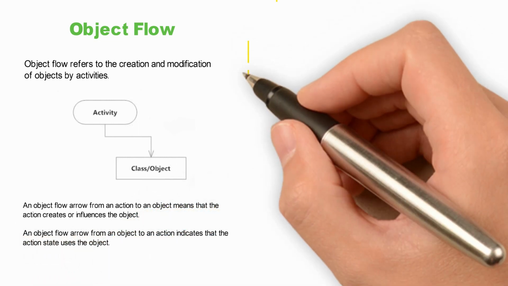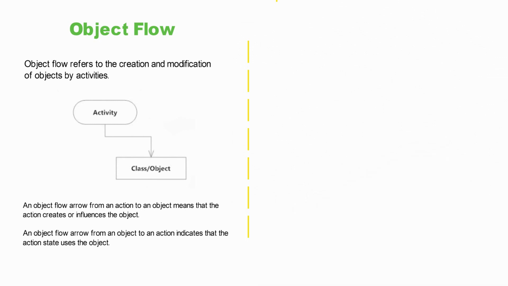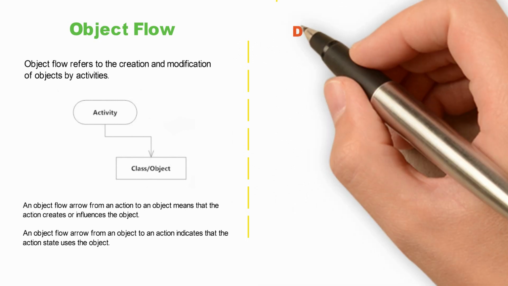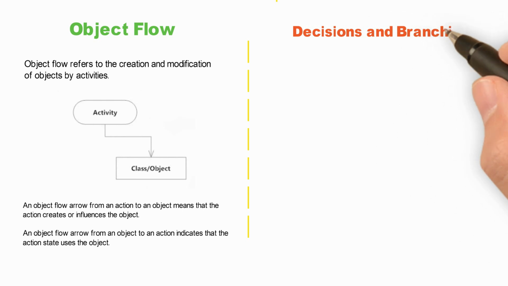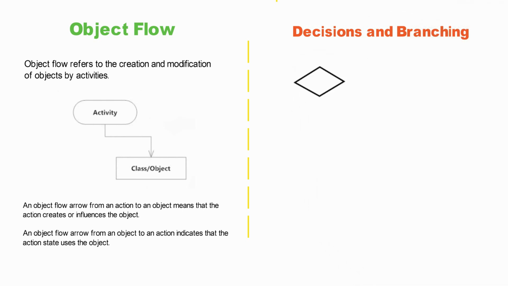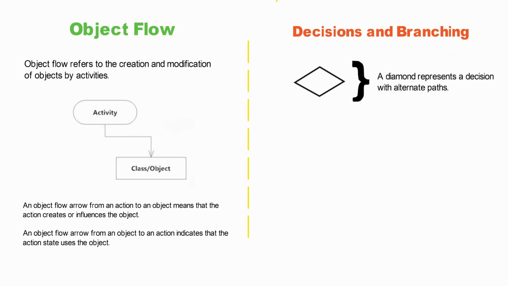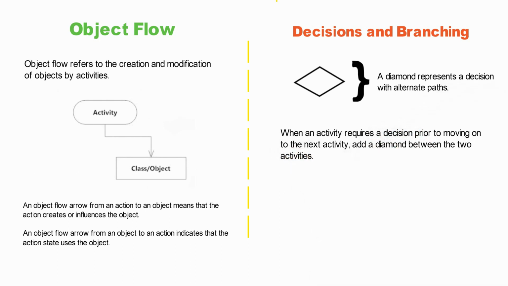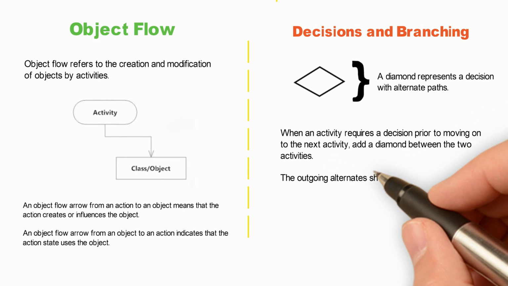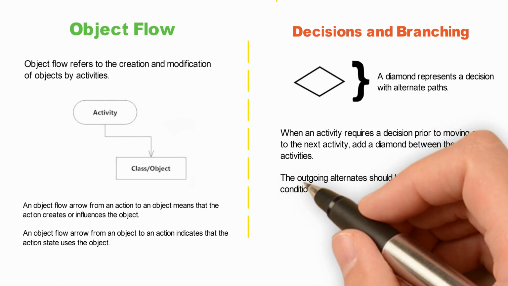Now we move to the last one, decision and branching. A diamond represents a decision with alternate paths. When an activity requires a decision prior to moving on to the next activity, add a diamond between the two activities. The outgoing alternates should be labeled with a condition or guard expressions. You can also label one of the paths else.